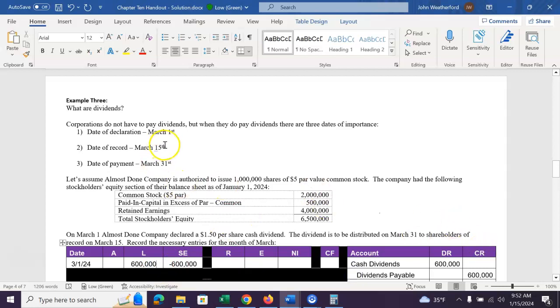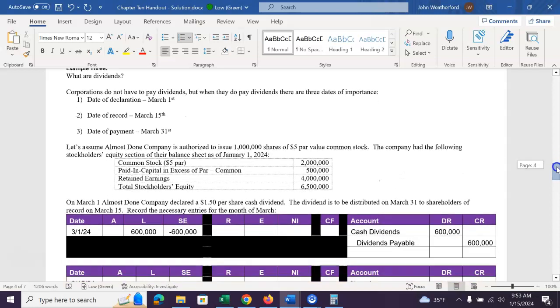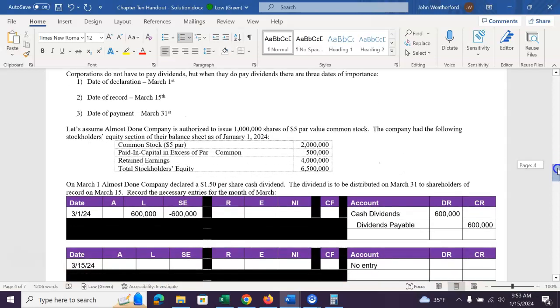Now next, on the date of record, if you own the shares that day, you will receive the dividend on the date of payment, but no journal entry is required for that day.